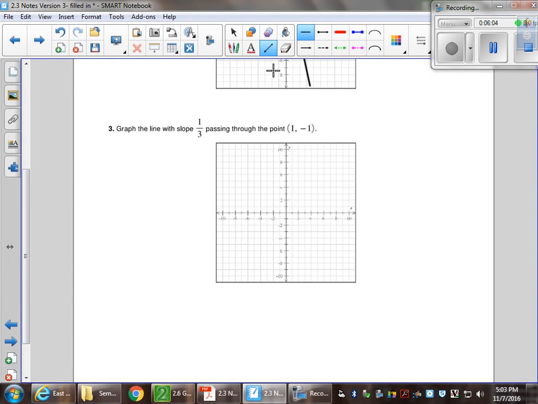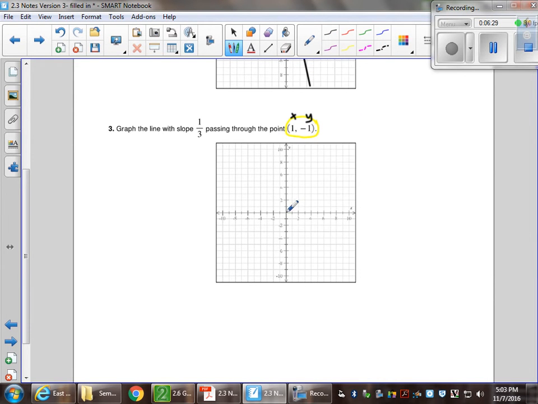Number 3, graph the line with the slope 1/3 passing through the point 1, negative 1. Notice I have a starting coordinate point. That starting coordinate point could be anywhere on this graph. This is not a y-intercept, so we need to plot that point. So it goes x, then y.